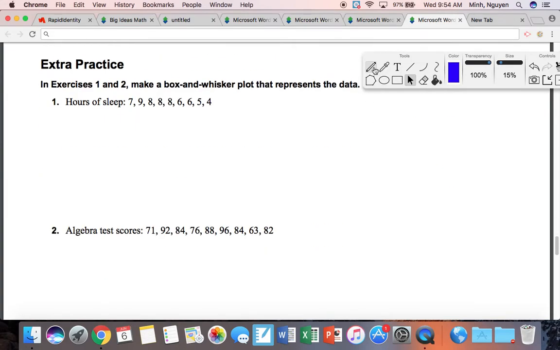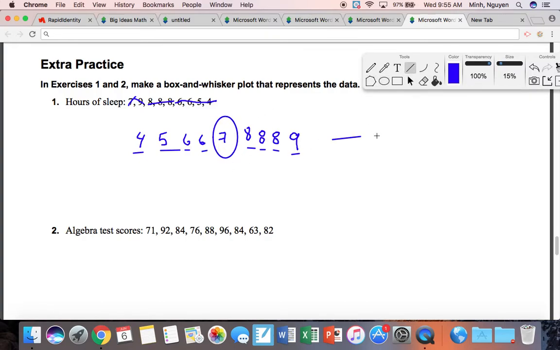Make a box and whisker plot that represents the data. So 4, 5, 6, 6. Again, I'm going in order of least to greatest: 4, 5, 6, 6, 7, 8, 8, 8, 9. So that's all the 8s, and that's 9. I'm going to start by finding the median. 4 and 9, 5 and 8, 6 and 8, 6 and 8, boom, I got the median.